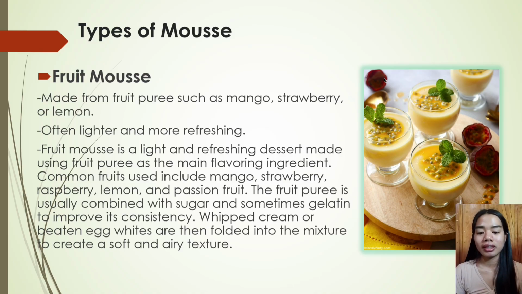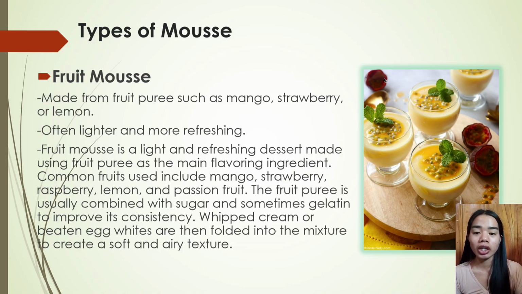Then fruit mousse is a light and refreshing dessert made using fruit puree as the main flavoring ingredient. It is common fruit used in including mango, strawberry, raspberry, lemon, or passion fruit. The fruit puree is usually combined with sugar and sometimes gelatin to improve its consistency. Whipped cream or beaten egg whites are then folded into the mixture to create a soft and airy texture. So, yun yung mostly na ginagawa nila.